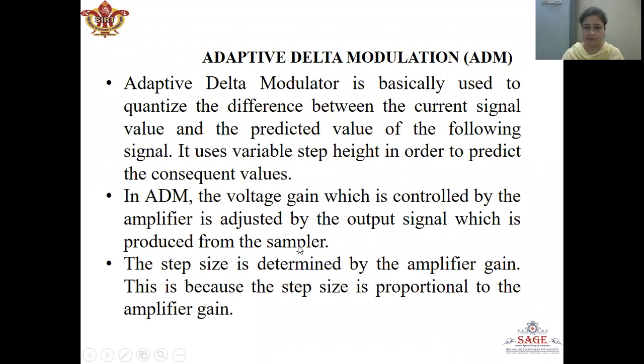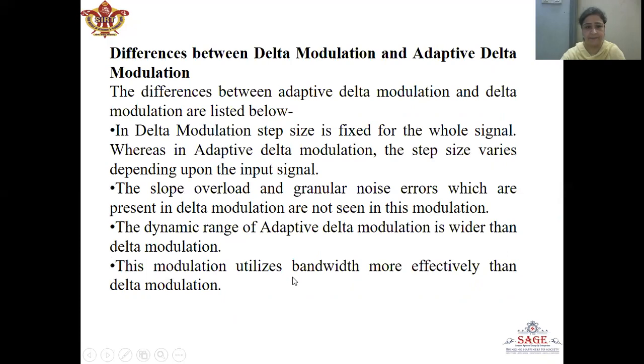So the adaptive delta modulator is used to quantize the difference between the current signal and the predicted value of the signal. It uses variable step size in order to predict the consequent values. In ADM, the voltage gain, which is controlled by the amplifier, is adjusted by the output signal, which is produced from the sampler. The step size is determined by the amplifier gain so that the step size is proportional to the amplifier gain.